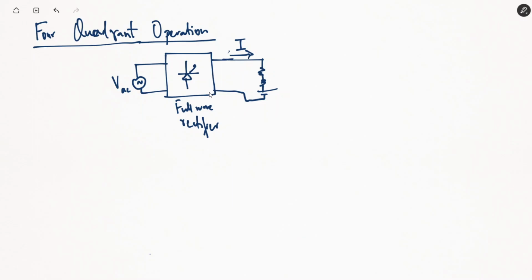Now whether it's a single phase thyristor based rectifier or a three phase thyristor based rectifier, the current direction is unidirectional. While the voltage appearing across the load can be positive as well as negative depending upon the value of the firing angle. So our voltage can be positive or negative. For alpha less than 90 degrees, the average voltage will be positive, and for alpha greater than 90 degrees, the average voltage will be negative.